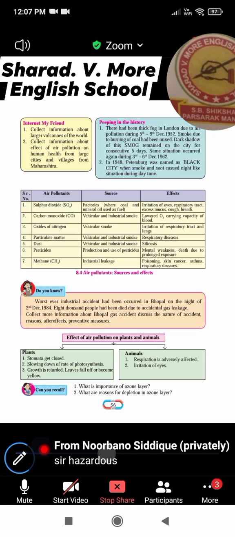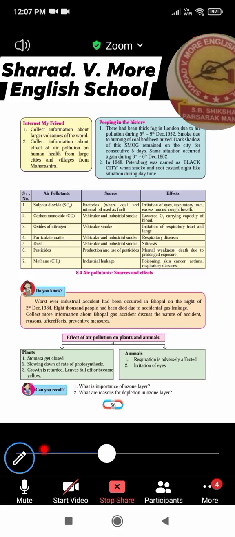Hazardous. Hazardous means harmful. The substances which are harmful for the health of human beings and other living things are called hazardous.